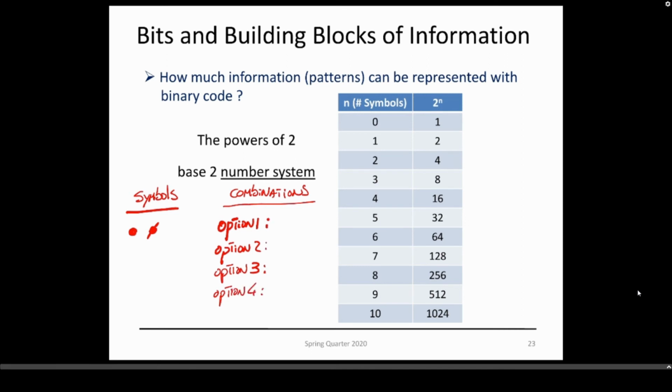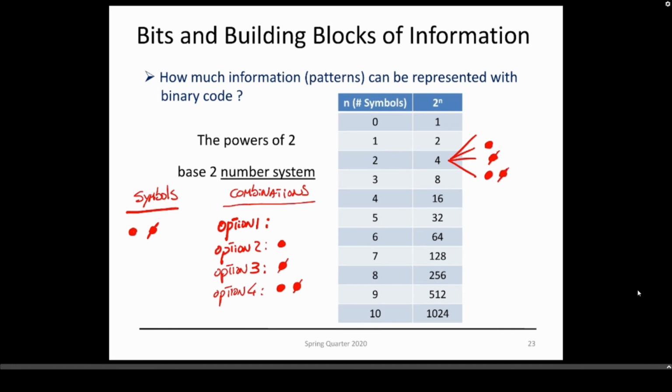So option 1 is going to be no symbols. Option 2 can be just the dot. Option 3, the dash. And option 4 can be the dot and the dash. So notice that those are going to be the 4 combinations that you have available. 1, 2, 3, 4. So the first one, no symbols. Second one, a dot, and a dash, and then a dot with the dash.